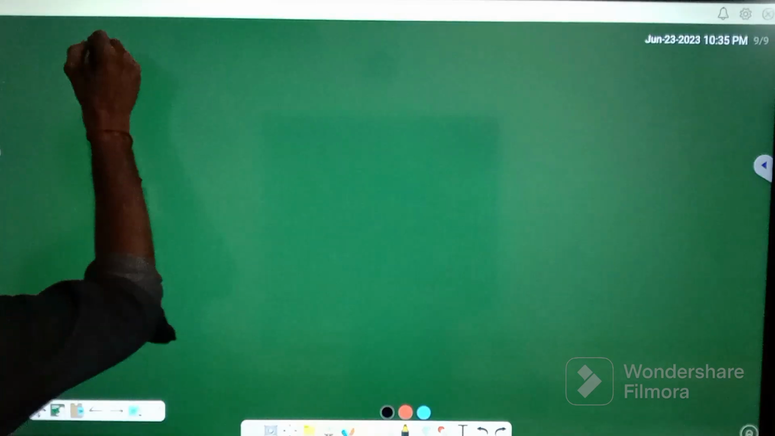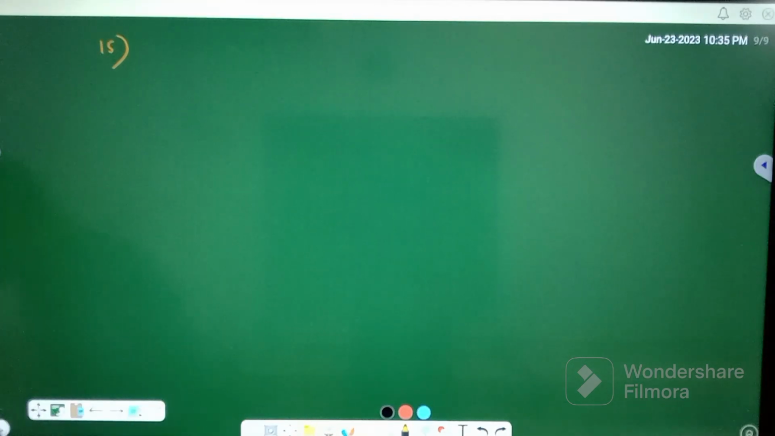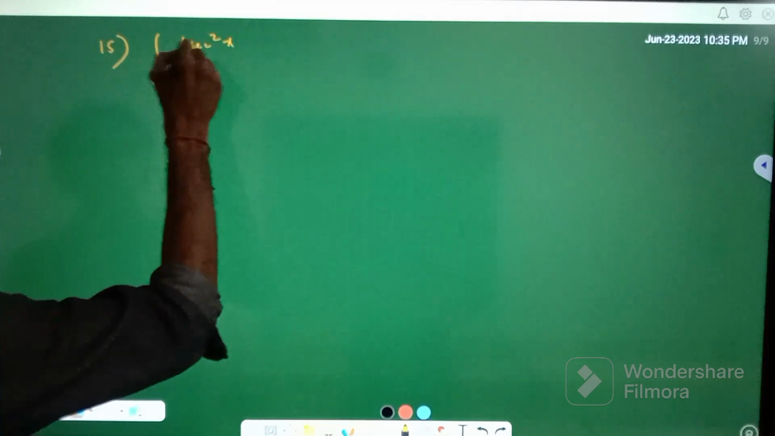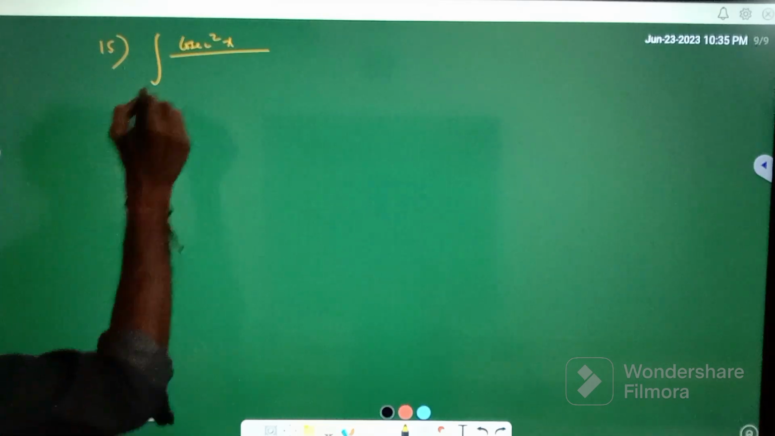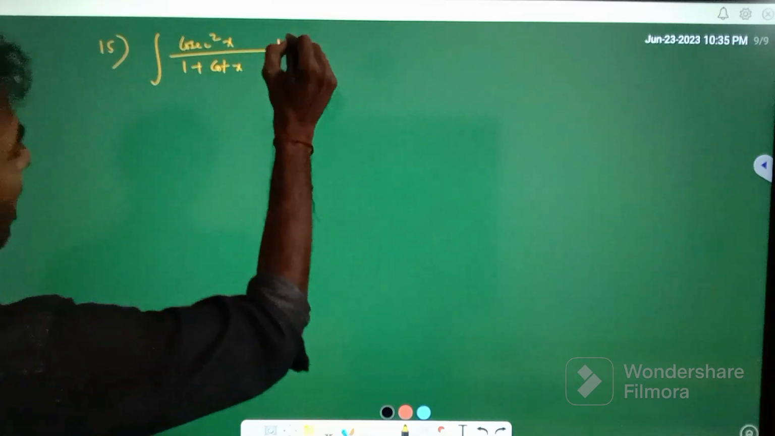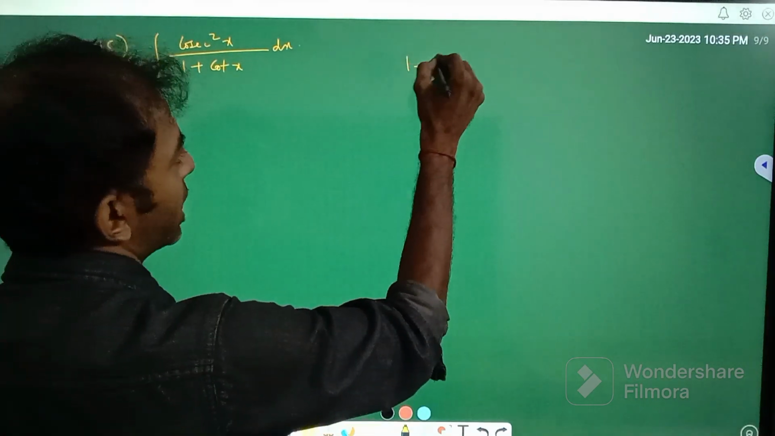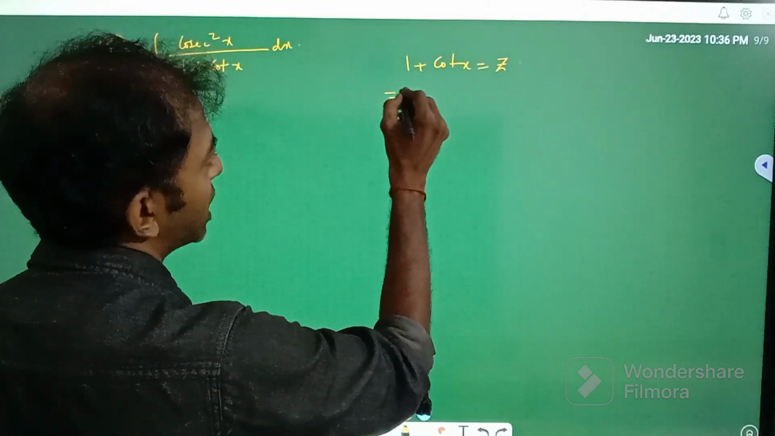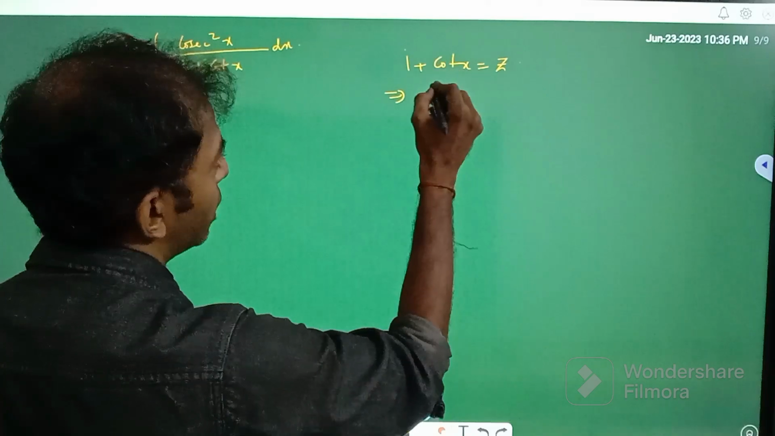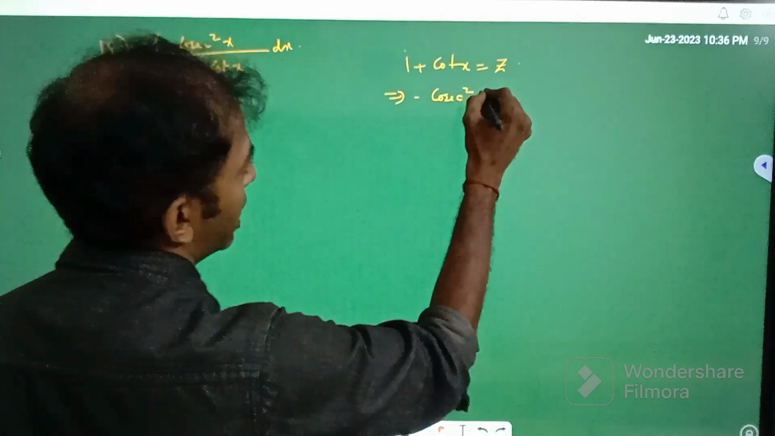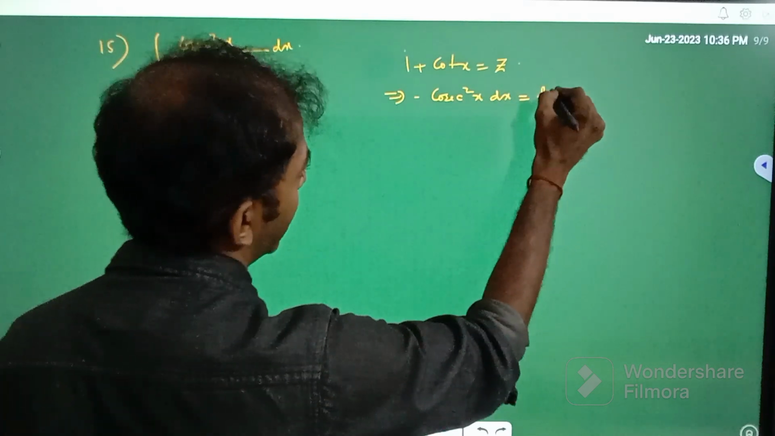Now we will move on to the 15th problem. The 15th problem is something like this: integration cosec square x divided by 1 plus cot x. Once again, a very easy problem. You need to consider 1 plus cot x as z and differentiate it. Differentiation of 1 will be 0. Differentiation of cot x will be minus cosec square x. Minus cosec square x dx will be dz.